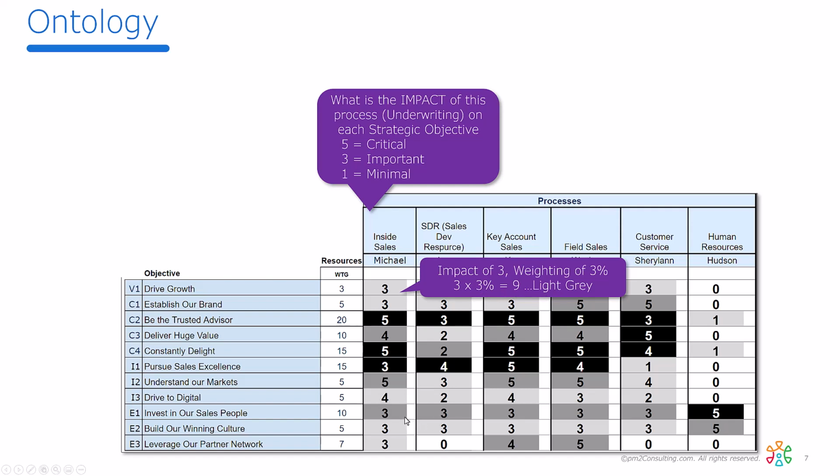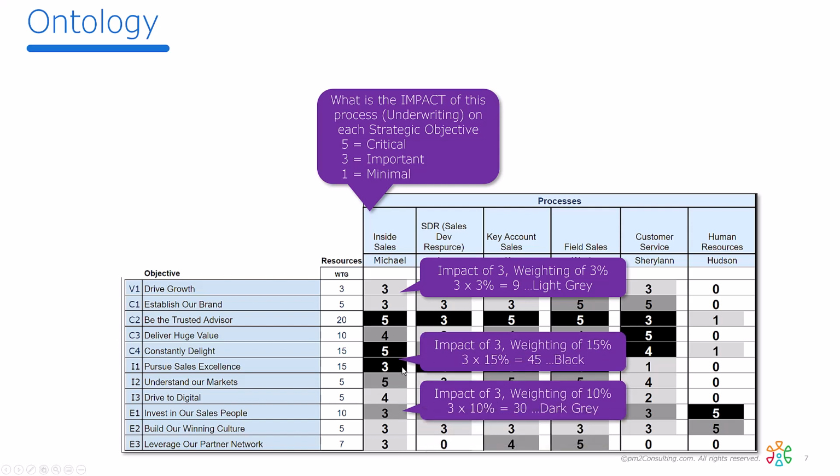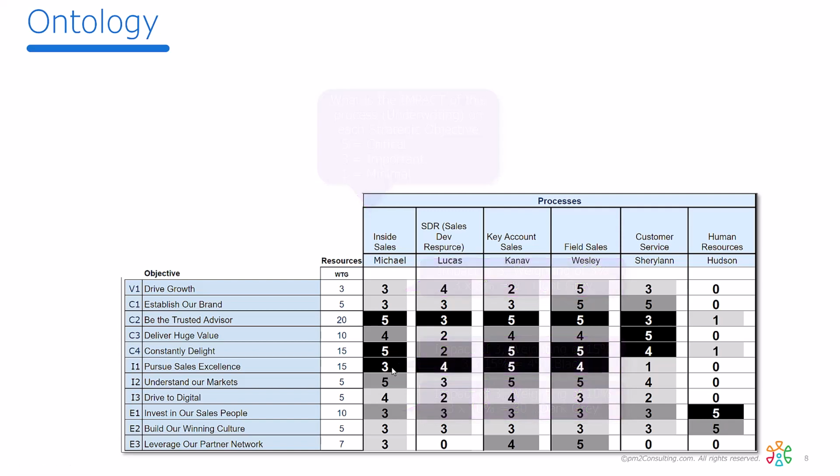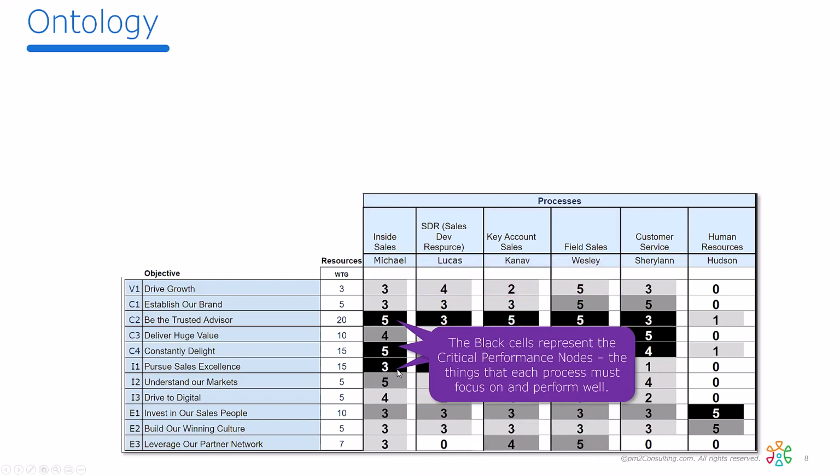You can see that here they also gave themselves a 3. But in this case, an impact of 3 on a weighting of 10% gives us 30 strategy points. That's dark gray. And then here it's also a 3, but because it's weighted at 15, that turns up to 45, which makes it black. So what ends up happening is these black spots become what we call the critical performance nodes. What inside sales has to be best at are those 3 things.